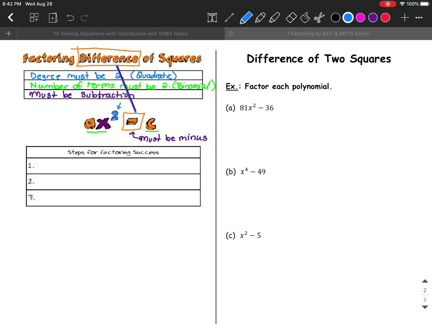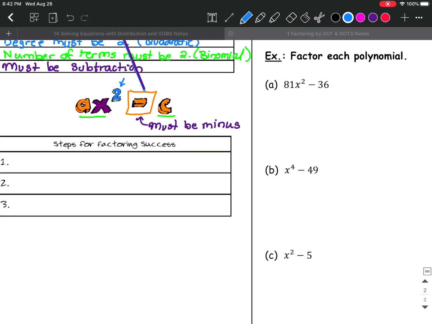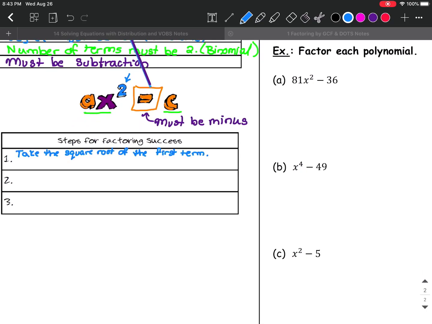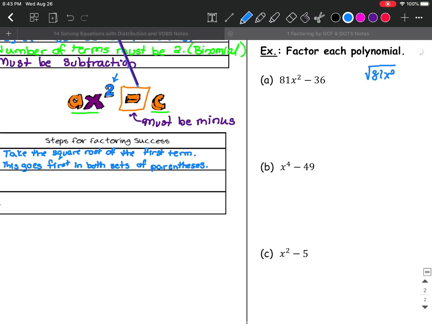Now, here we go. First thing you're going to do is you're going to take the square root of the first term. I'm going to make this a little bigger to write this. Take the square root, and this is going to go first in both sets of parentheses for our factor. Okay, so for instance, if we're going to factor 81x squared minus 36, the first thing we do is we take the square root of 81x squared. Well, the square root of 81 is 9, and the square root of x squared is x.